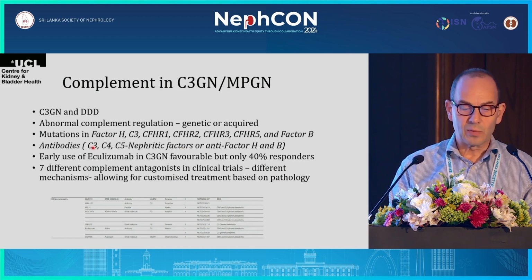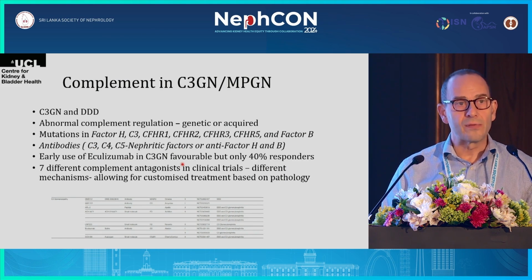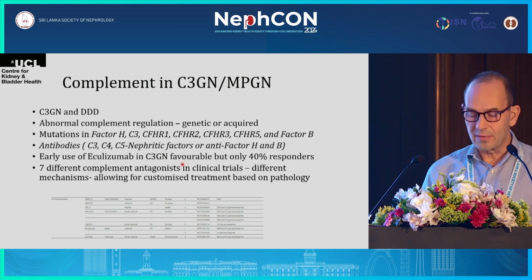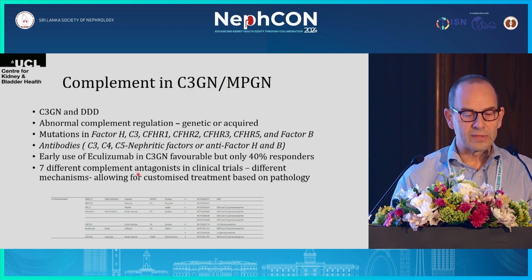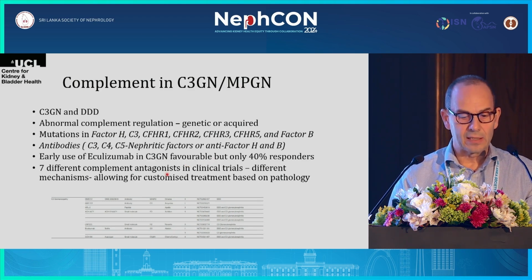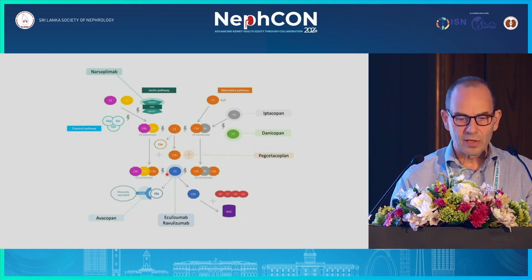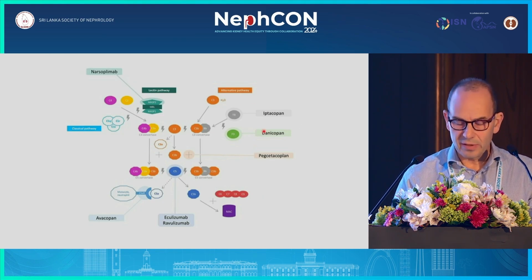So the first one that was tried was eculizumab because that made sense. What was interesting is that there was a very variable response in the outcome with eculizumab in C3GN. And now there are over 7 different complement antagonists being tried. So just to focus on some of these and look at the data.